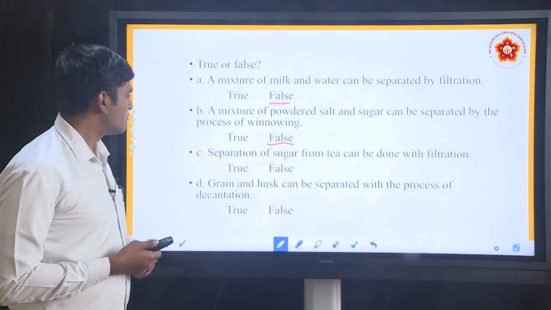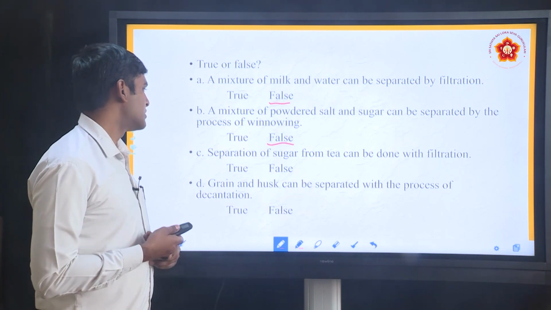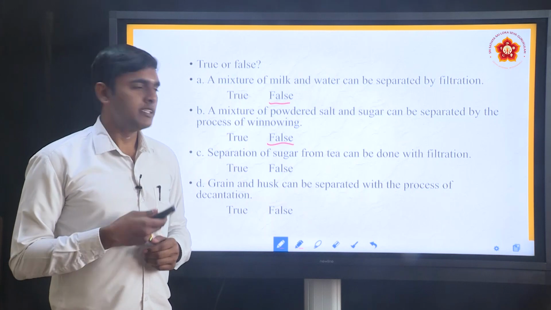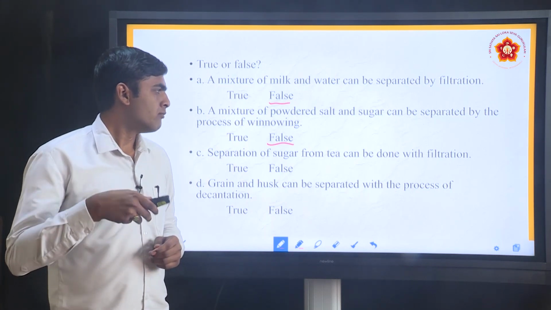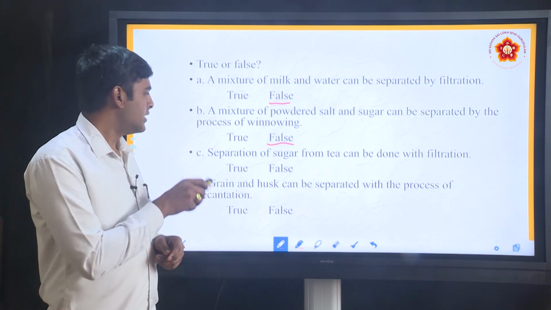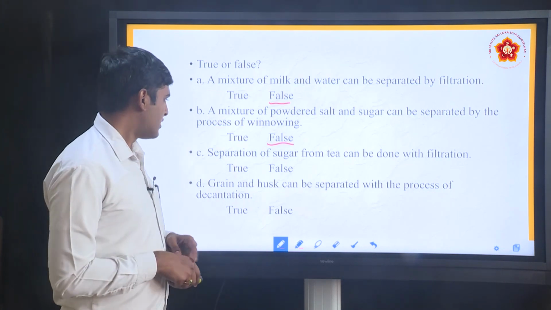Next: separation of sugar from tea can be done with filtration. Sugar is already dissolved in the tea. So, by filtration we cannot separate them. So, sugar and tea cannot be separated by filtration.